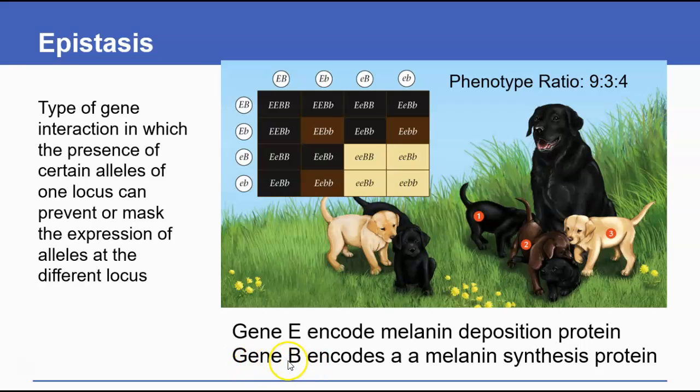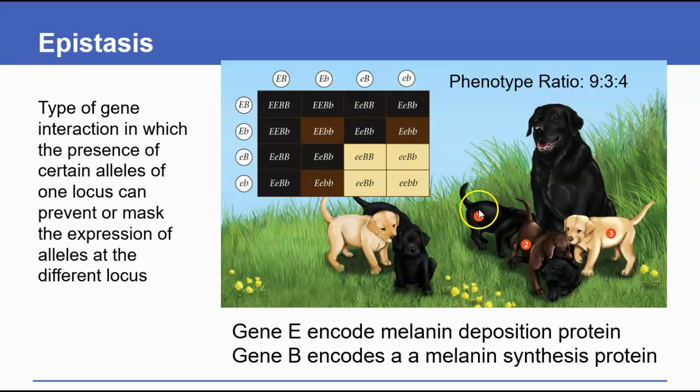We have gene B that is going to encode melanin synthesis. And there's B that's going to produce either, if you have 2 copies of the recessive allele, a brown dog, whereas if you have one copy of that dominant black allele, it's going to be a black dog.